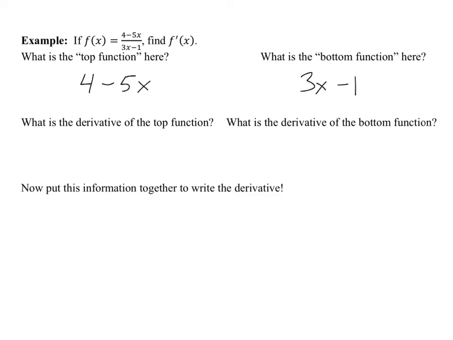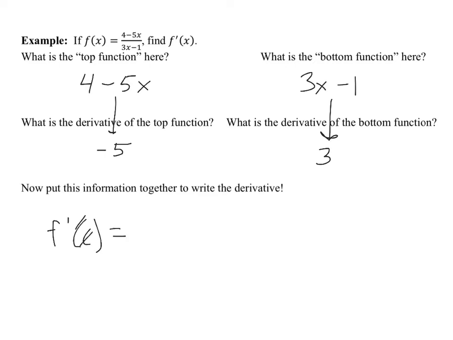Okay? Now, our rhyme says we're supposed to do low d high minus high d low, so I'm going to need to know what the derivatives of these things are also. So if the high function is 4 minus 5x, what's the derivative of that top function? That would be negative 5. And similarly, if the low function is 3x minus 1, d low is going to be 3.